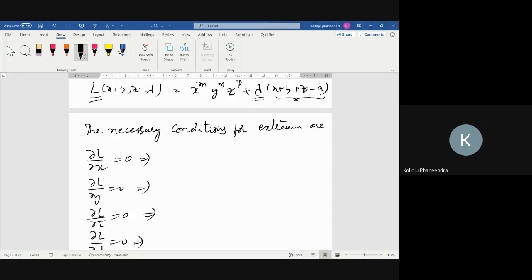Now the first one, dou L by dou x equals 0, means m into x power m minus 1, y power n, z power p, plus lambda into the x derivative, 1.